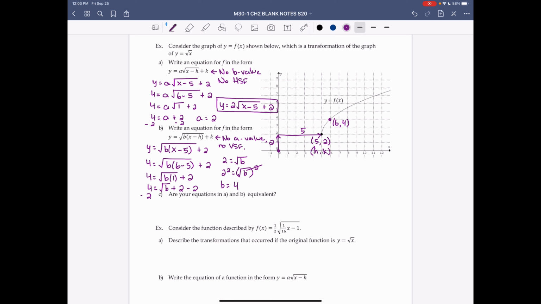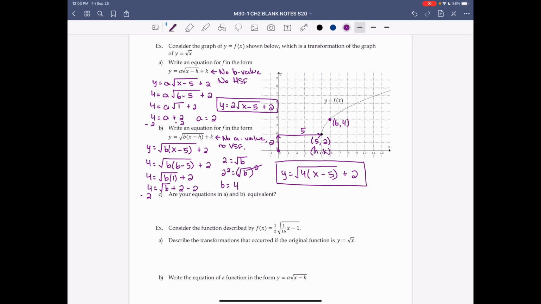And we know that it's a positive 4 because if we look at the direction that our graph is going, it's the same as the direction of the original y equals square root of x. So there's been no reflections, so we would know that a and b are both positive. Okay, now that we have b, we can write our equation. y equals square root of 4 bracket x minus 5 close bracket plus 2.